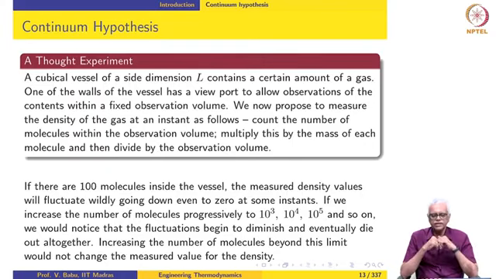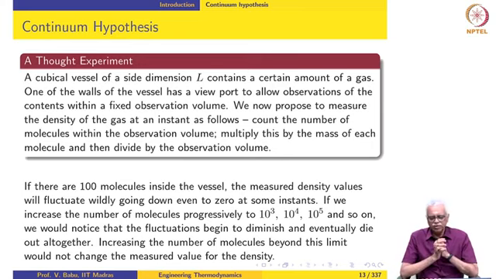Now, let us say that we have another observation port and we measure the density there. The value that we get there at an instant will be different from the value that we measure at the other observation port. So, the values are not only varying with time at a given observation volume, they also vary across observation volumes if you have only 100 molecules.